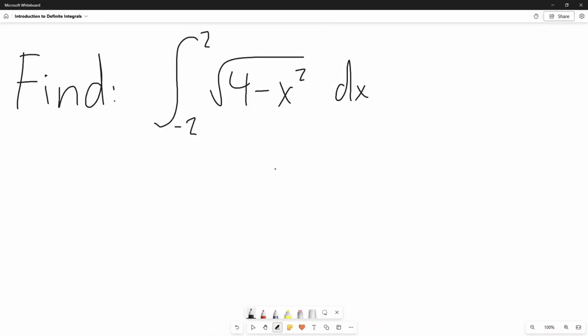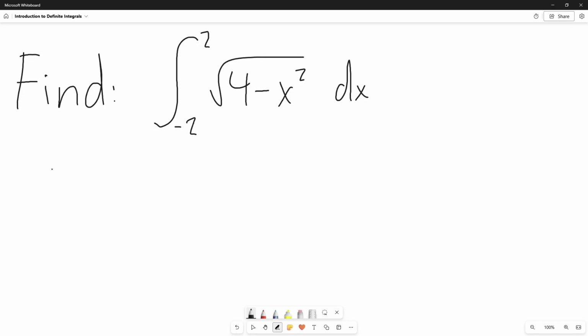And I'll give you a hint for this one. This is a function for a semicircle. If you think you can do this problem, then pause the video and try it. This problem asks to find the area of the square root of 4 minus x squared from -2 to 2. And as I said, this is the function for a semicircle.